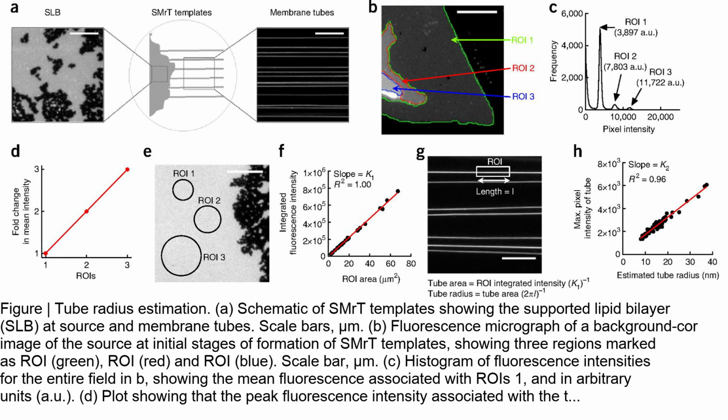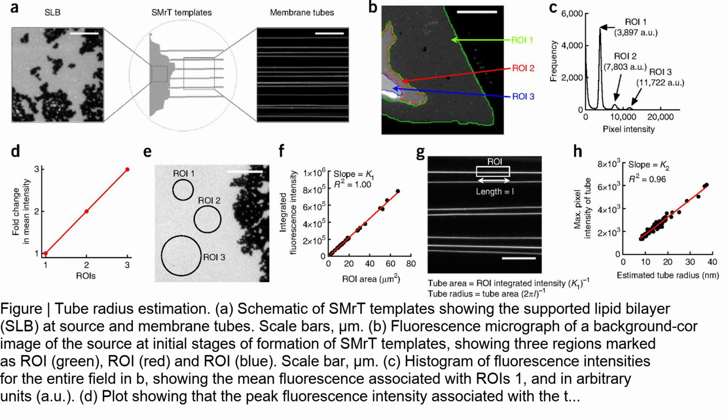Figure 4 shows the estimation of tube radius in the SMRT templates. The figure includes a schematic of the SMRT templates with a supported lipid bilayer, SLB, at the source and membrane tubes, as well as fluorescence micrographs of the source at the initial stages of SMRT template formation. The fluorescence intensities of different regions of the source are measured and used to calculate the tube radius.